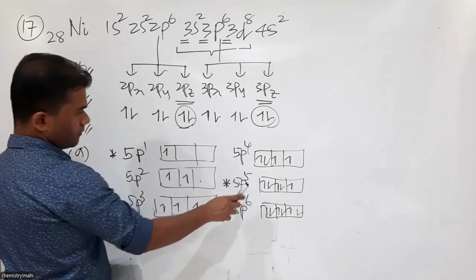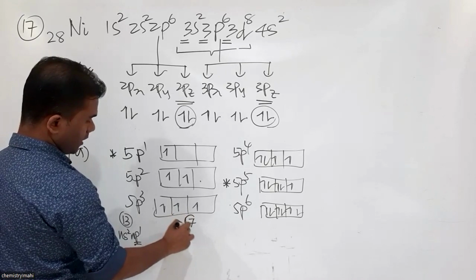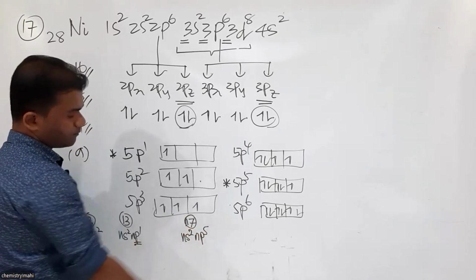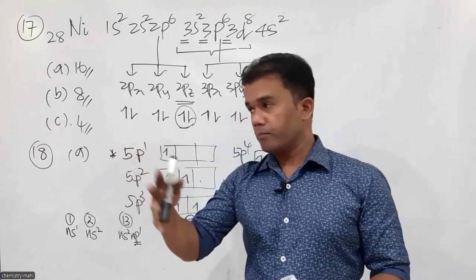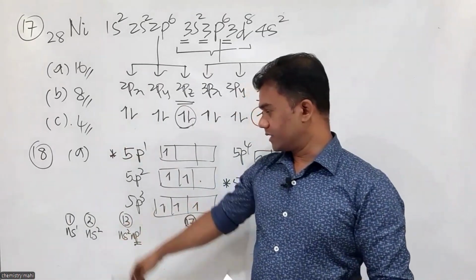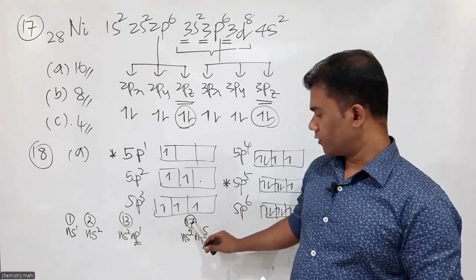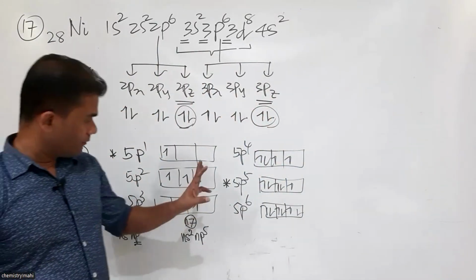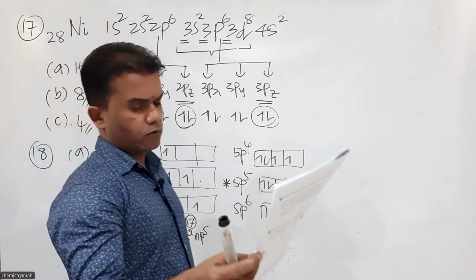Thereafter, 5p5 is found in group number 17. For group 17, the general configuration I gave you is ns2 np5. According to group numbers, I gave you the common oxidation states and electron configurations: 13, p1; 14, p2; 15, p3; 16, p4; 17, p5. So it can be 5p1 or 5p5, meaning group 13 or group 17.